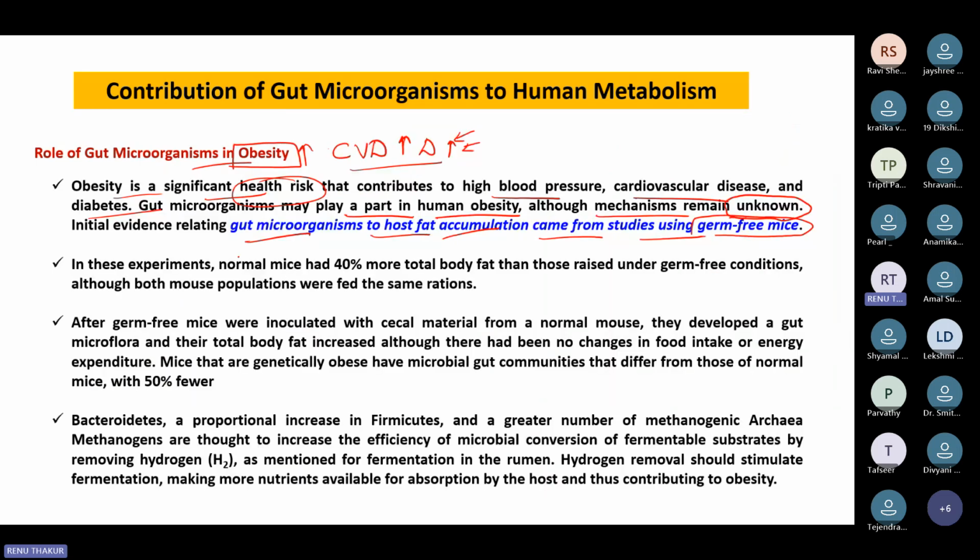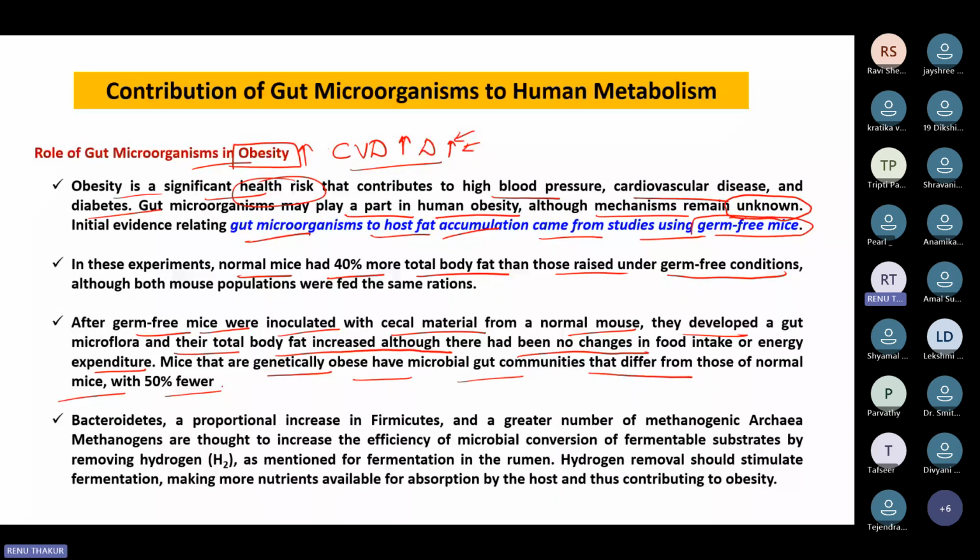In these experiments, normal mice had 40% more total body fat than those raised under germ-free conditions. If they are germ-free, their body fat is low, and if they have the normal microbiome, their body fat is 40% more. After germ-free mice were inoculated with fecal material from a normal mouse, they developed a gut microflora and their total body fat increased, although there had been no changes in food intake or energy expenditure. Mice that are genetically obese have microbial gut communities that differ from those of normal mice, with 50% fewer bacteroidetes and a proportional increase in firmicutes.